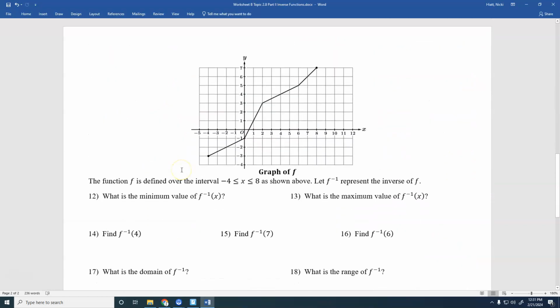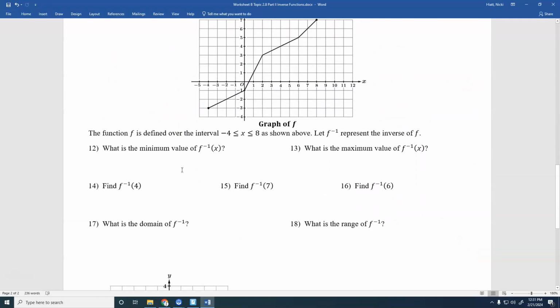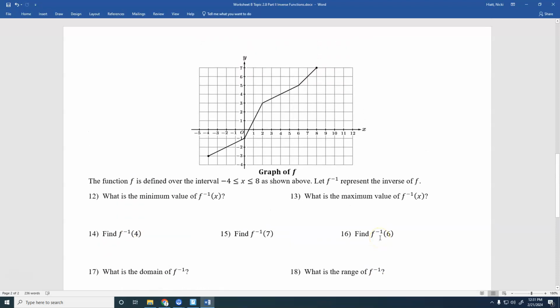All right, just one more thing I want to talk about, and then we're going to be done with this worksheet, and we're not going to do everything on here. On this graph of F, what is my domain of that graph? -4 to 8, right? And it actually gives you the domain. -4 to 8 if I use interval notation, or you can do -4 less than or equal to x less than or equal to 8.